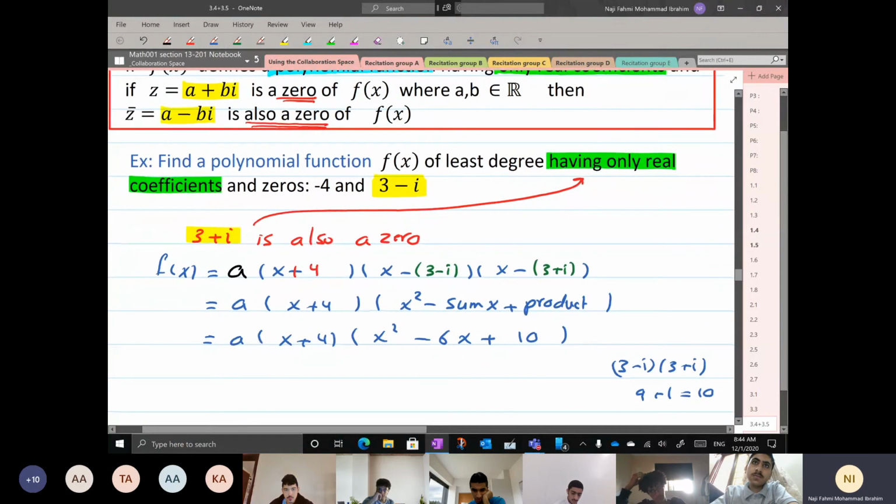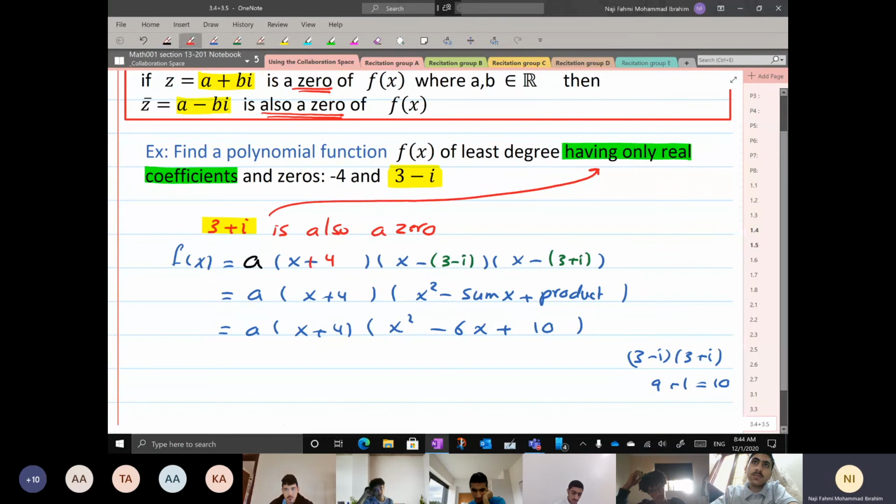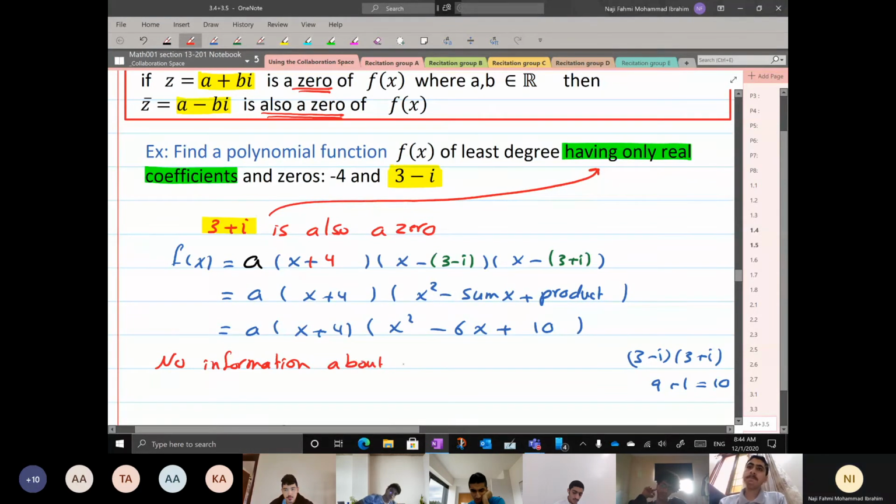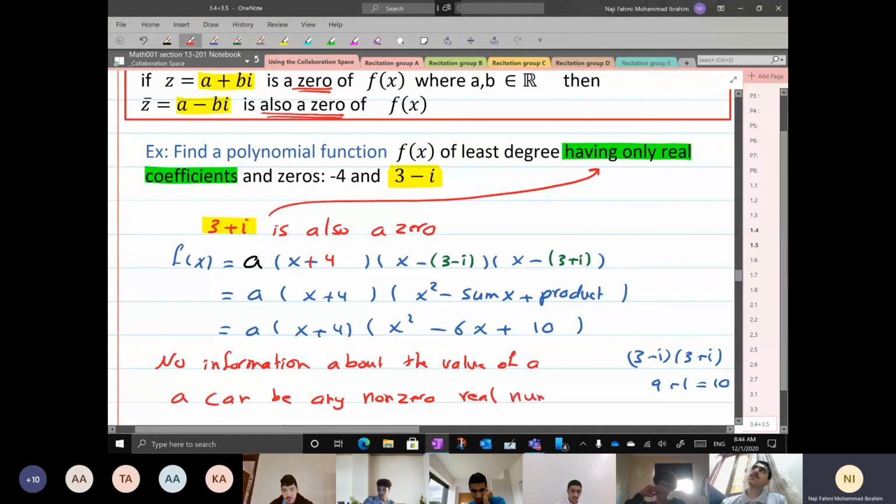But now the question is, can I know a? No. Here there is no information about the value of a, which means that a can be any non-zero real number. What does that mean? And in the exam, if he puts 1 instead of a, will you accept it?